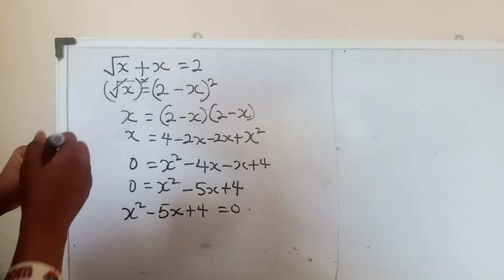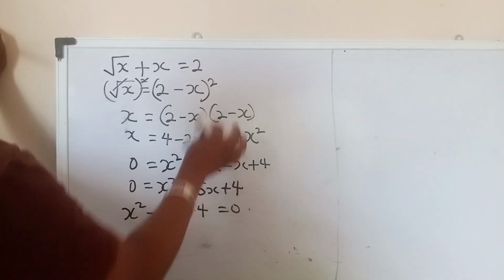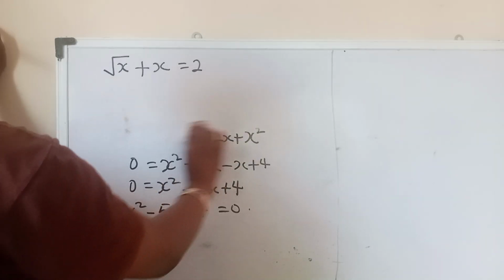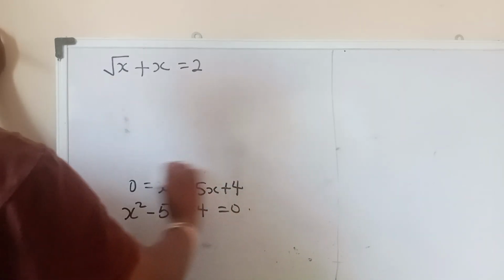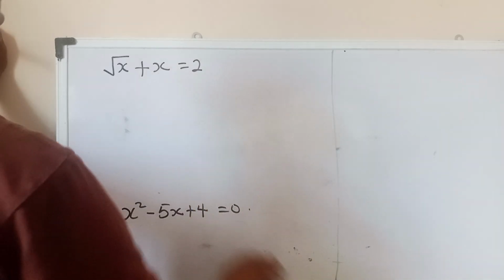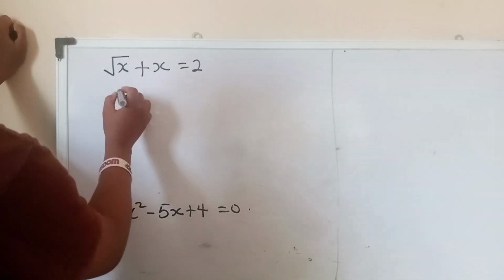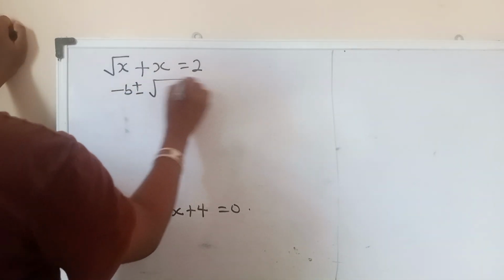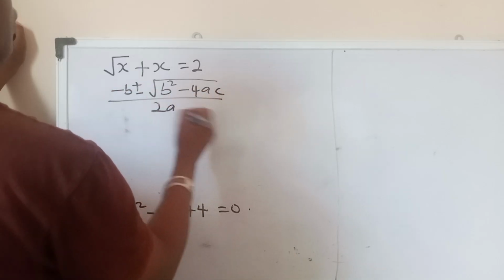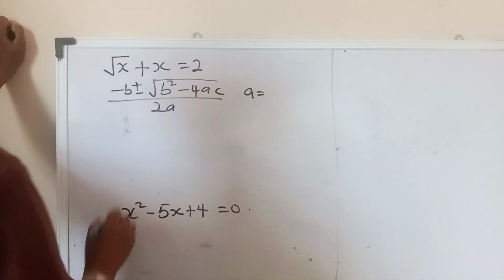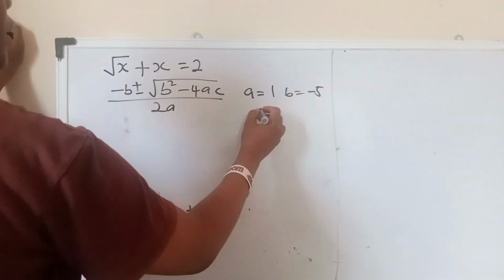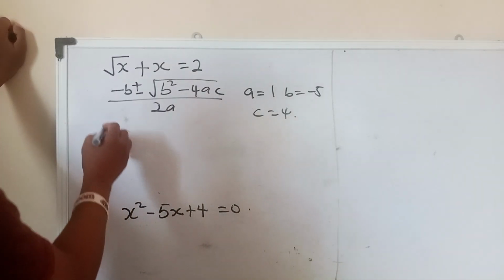Okay? So we're going to wipe off the top. So this is the equation we are using now. And we're going to solve this with the formula method, where our a is 1, our b is minus 5, and our c is 4. So let's substitute that.